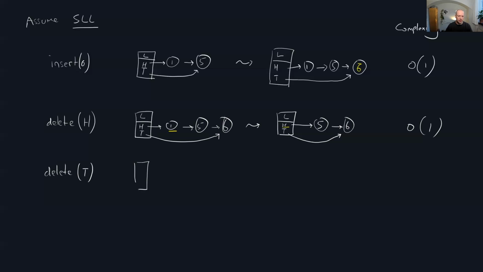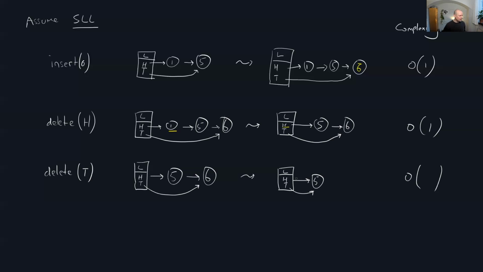Again, assume it's a singly linked list. We have the head and the tail pointers. The current status is 5 and 6. We know that this is the tail. So if we delete the tail of our list pointer, we're going to just have this situation. In this case, when we delete this, what is the time complexity?